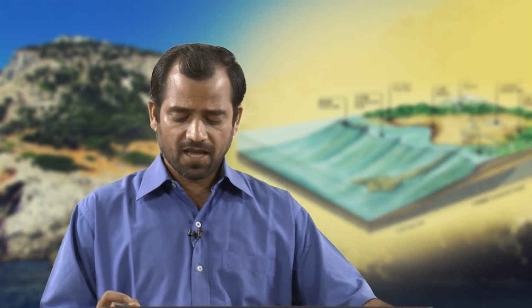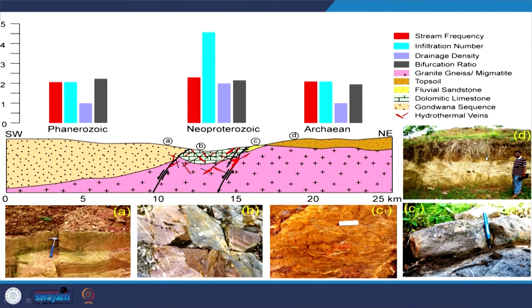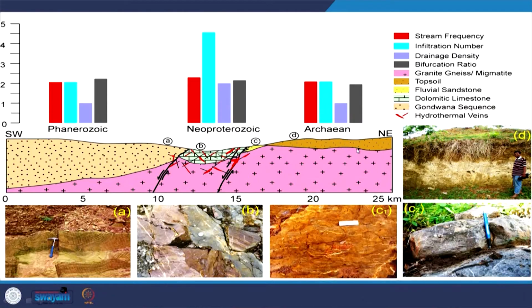And here, though it is granitic gneiss and migmatite, this top part, this topsoil, is highly weathered, and that is why if you see the drainage characteristics here and here, they are looking similar, but not the same. But overall, if you are moving from this area where topsoil is not there, or soil is absent, this is totally non-porous and non-permeable.